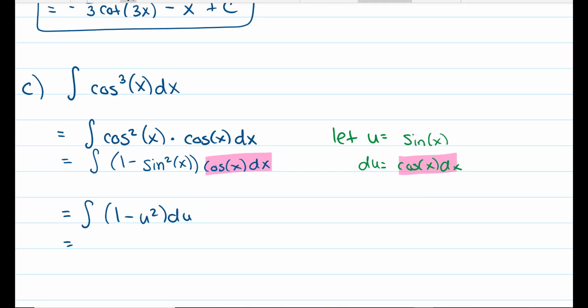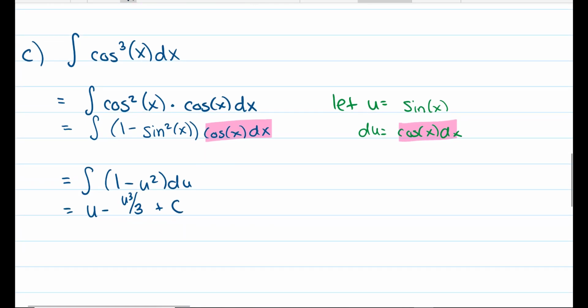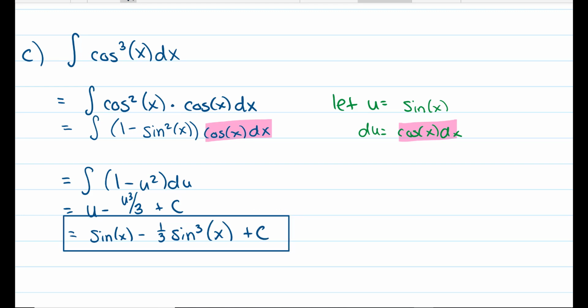Now I can integrate this, and I'm going to get u minus u cubed divided by 3 plus c. And I put the u back for sine, and I get sine of x minus 1/3 sine cubed of x plus c. And there's my answer. Not so bad. Not so bad.